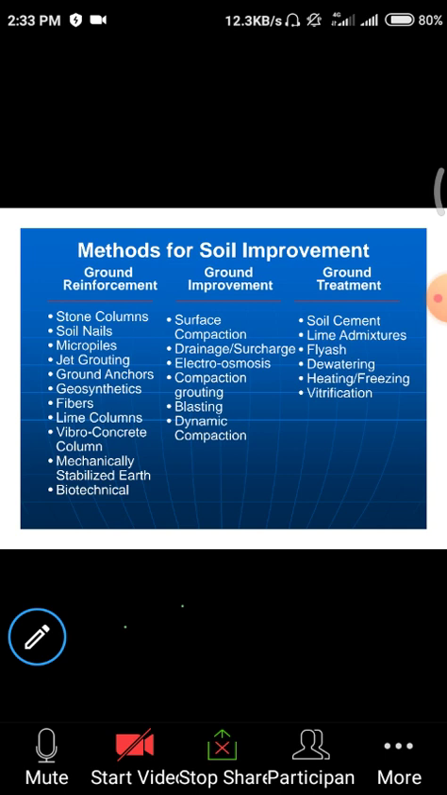Lime admixture: previously we had lime columns in ground reinforcement. Likewise we have lime admixtures. That means lime is fed with some amount of admixtures, and those will be applied on the particular soil strata.